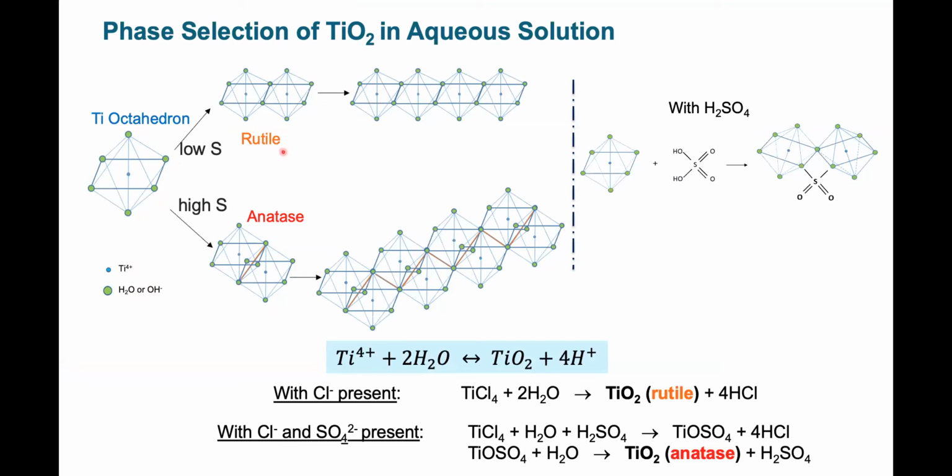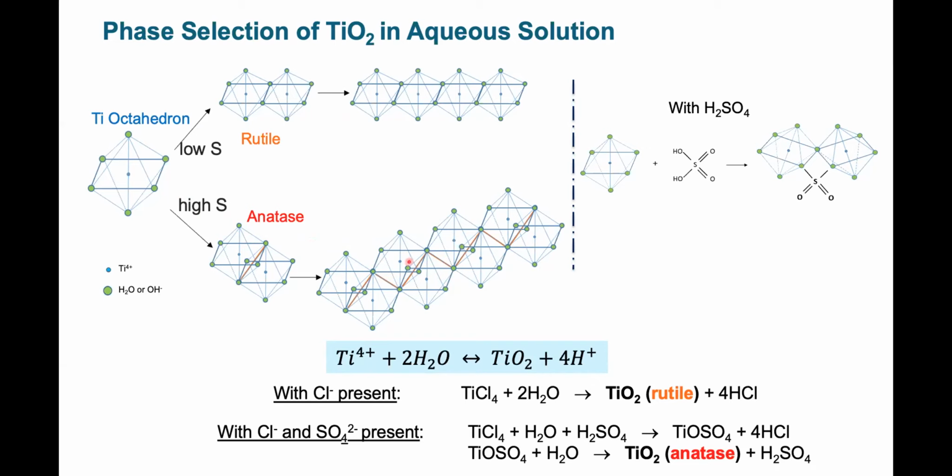So in fact, rutile will actually show up in lots of cases as a one-dimensional structure because of this linear pattern formation. On the other hand, if the supersaturation is high, which means the pH can be higher, then rather than having those linear patterns, this edge sharing can be more of a zigzag pattern, as shown by the orange line. Then this is more like a three-dimensional structure. Then it can form anatase.